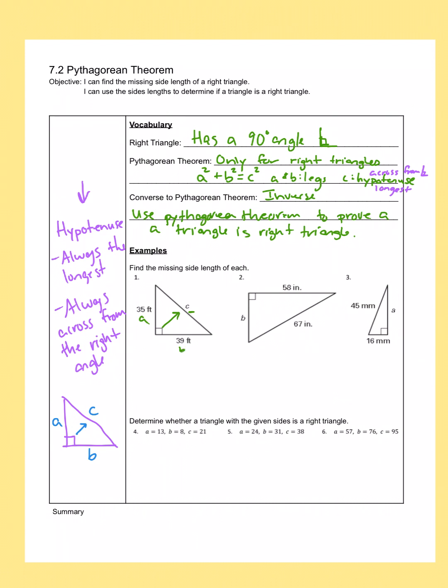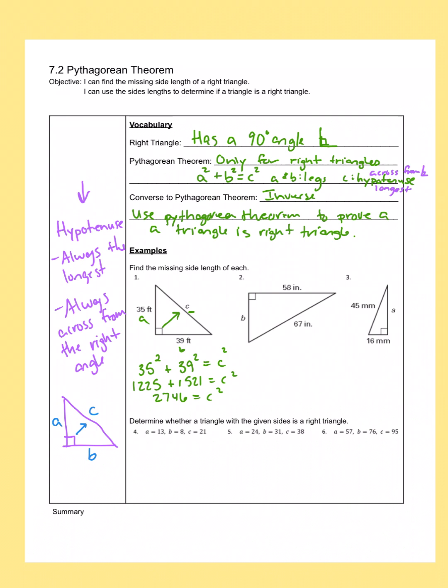So A squared, and A is 35, so 35 squared, plus B squared, so that's 39 squared, is equal to C squared. There's always going to be one that we don't know. That's why we're trying to solve it. I'm going to go ahead and square those numbers. So 35 squared is 1225 plus 39 squared, and that is 1521. And then we've got that plus sign there, so I'm going to then add those two numbers together, and we get 2746 is equal to C squared.